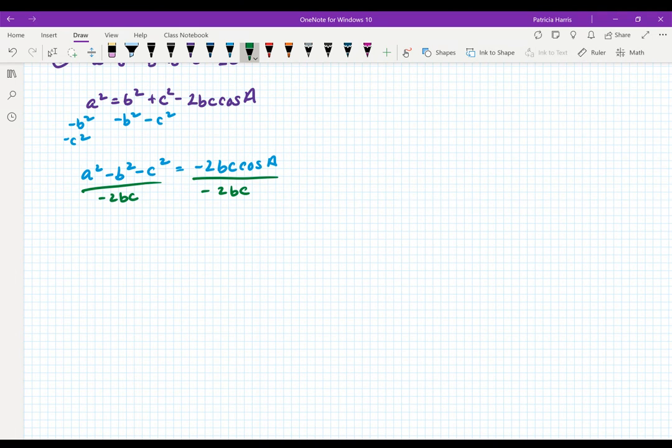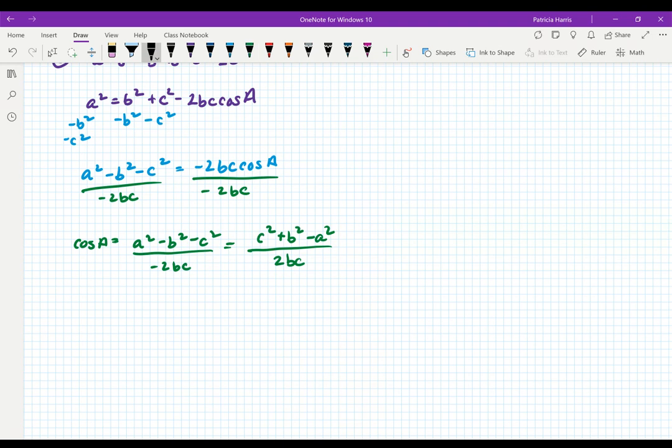Now I have cosine of A is equal to a squared minus b squared minus c squared all over negative 2bc. That negative is troublesome because sometimes if you look it up in a textbook, you will see the equation look like this. What they did is they took that negative 1 times 2 and moved it to the top, distributing a negative 1 through. These are equivalent.